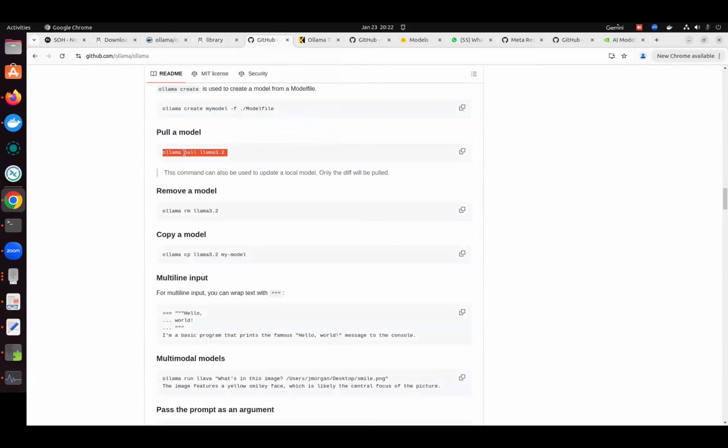Whenever you want to pull a model, you can pull it as Ollama pull Llama 3.2 or Phi 4 or something like that. So the model will be pulled. If you want to run that model, it is just like replacing pull with run. So you can run that. If you want to remove the model, all you have to do is rm, remove.